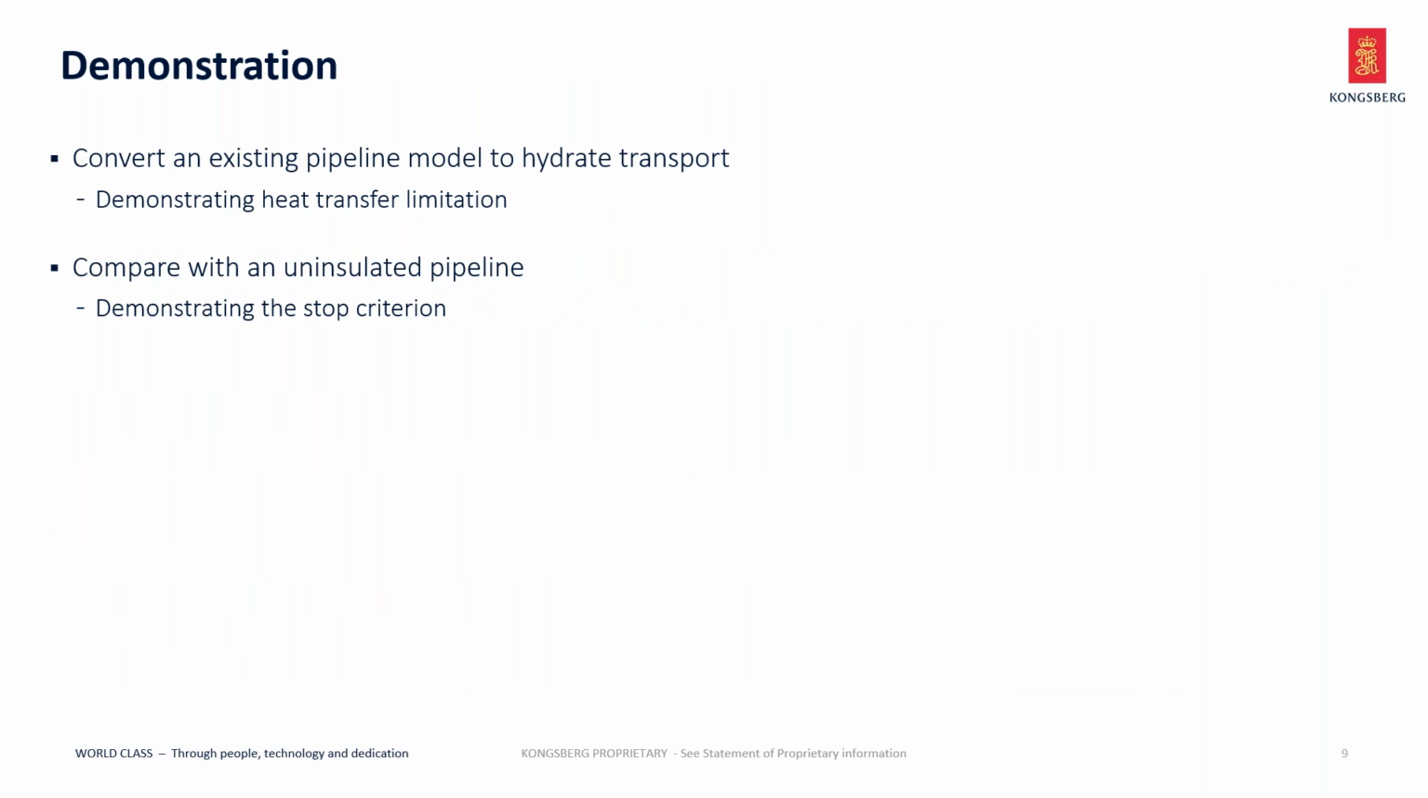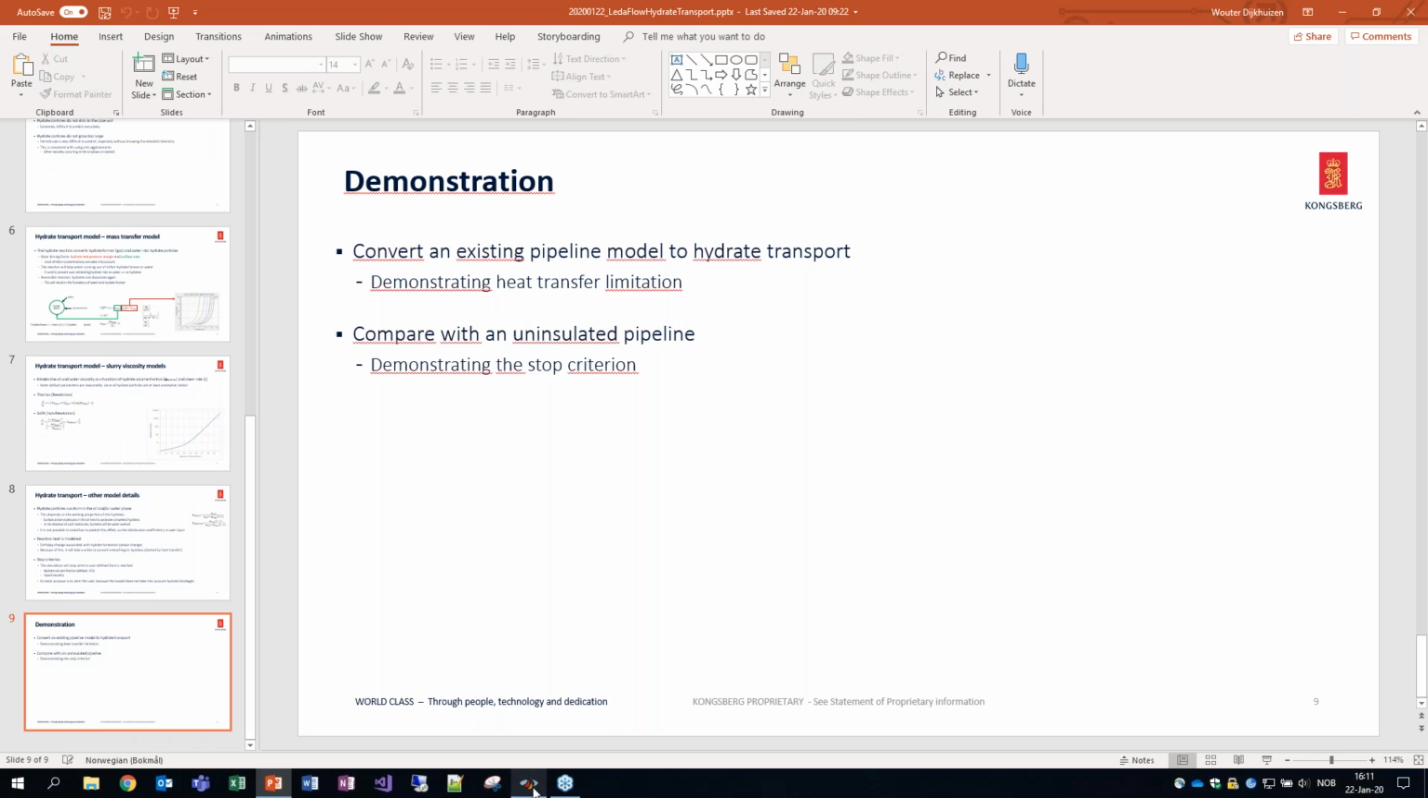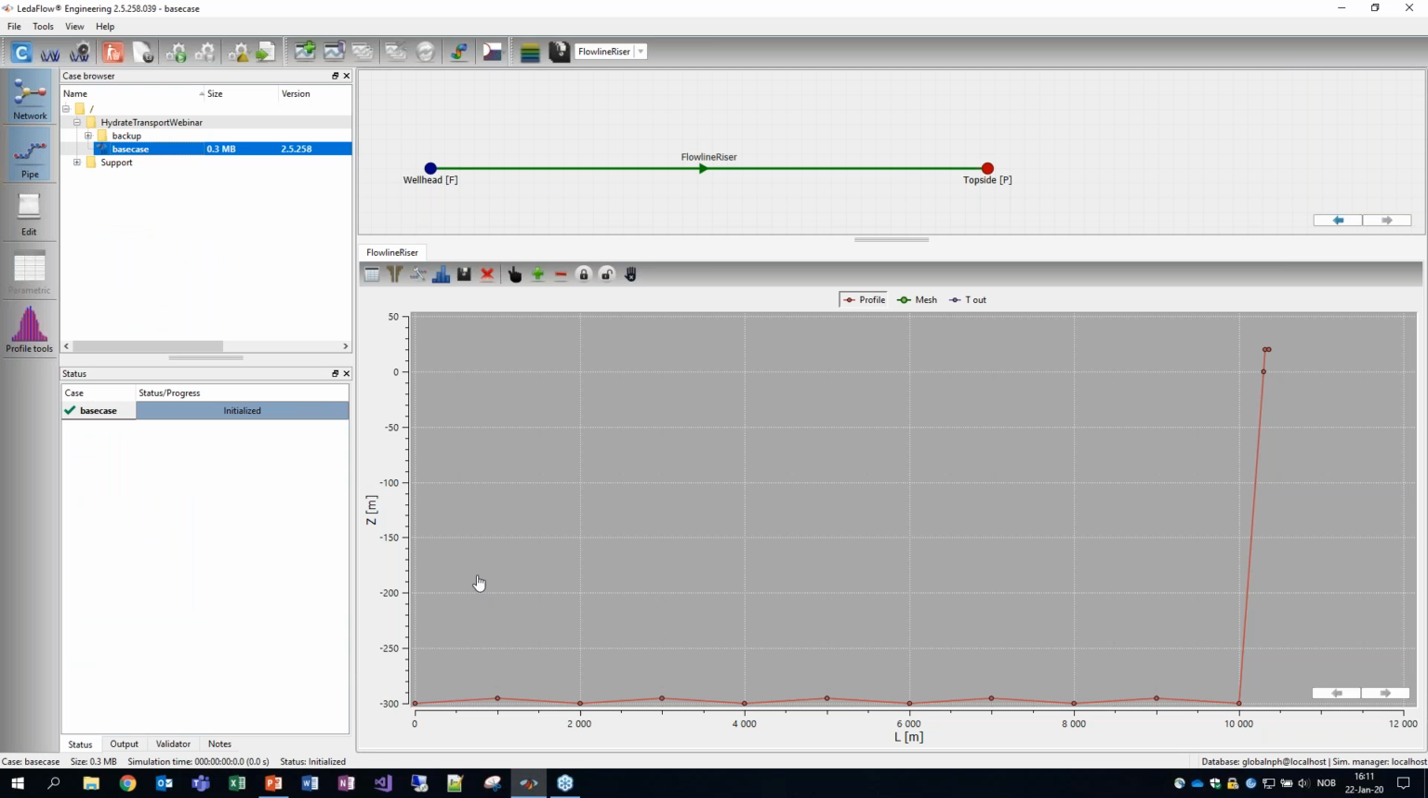Okay, then we go to the live demonstration in LedaFlow. I will convert an existing pipeline model to use the hydrate transport feature, and also demonstrate the heat transfer limitation. And then at the end, I will compare this simulation to one with an uninsulated pipeline, which will show the stop criteria. So this is LedaFlow 2.5.